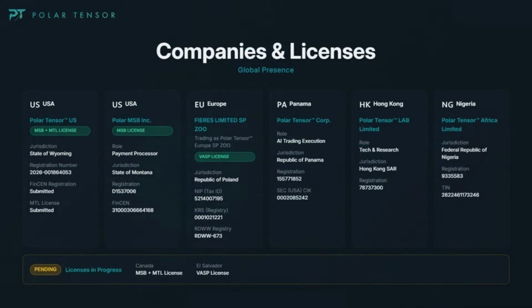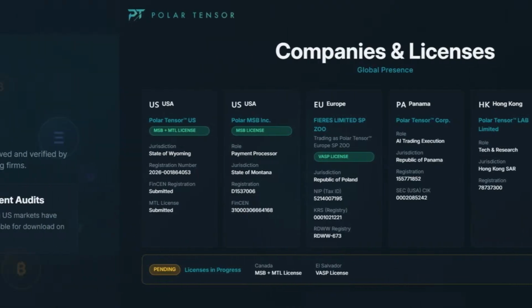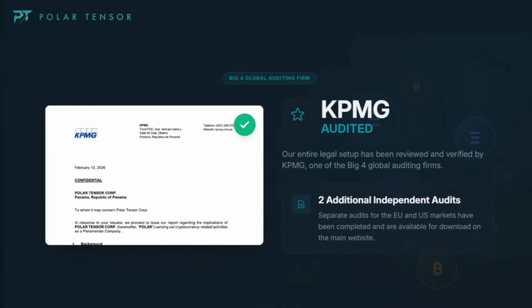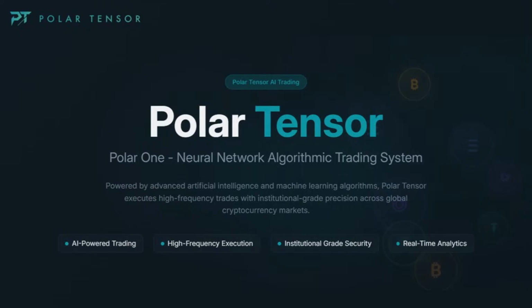Polar Corporation is strategically structured for global growth, with corporate registrations in multiple jurisdictions. This framework supports regulatory alignment, operational durability, and long-term expansion. Transparency remains a core priority. By engaging KPMG, one of the world's leading independent audit firms, Polar Tensor reinforces its commitment to governance, accountability, and operational integrity. Now let's introduce Polar One.